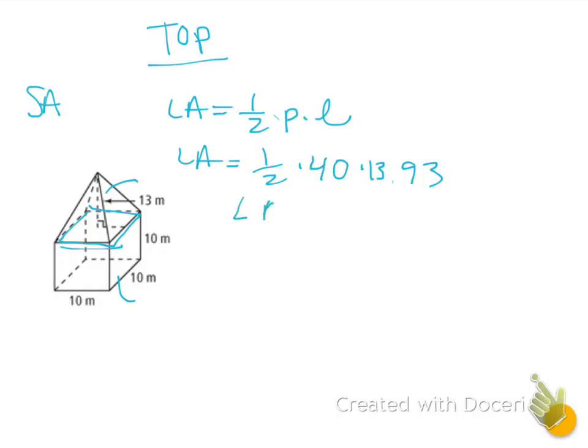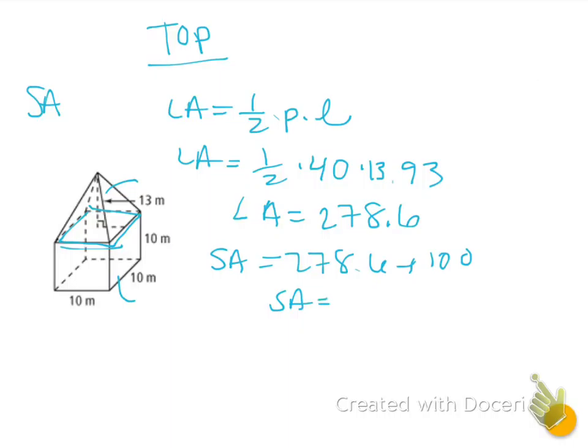So the lateral area of the top is 278.6. And then we need to add that to the area. Let's find the surface area, sorry. So we're going to add that to the area of the bottom. Okay, so the area of the bottom, it looks like it's a square, so all we have to do is 10 times 10, which is 100. So surface area equals 278.6 plus 100, so 378.6 meters squared.